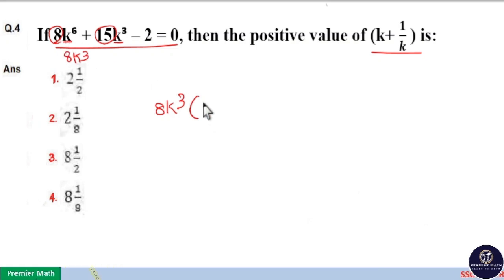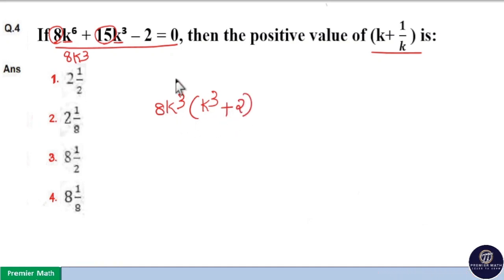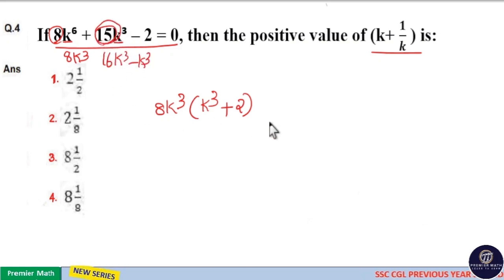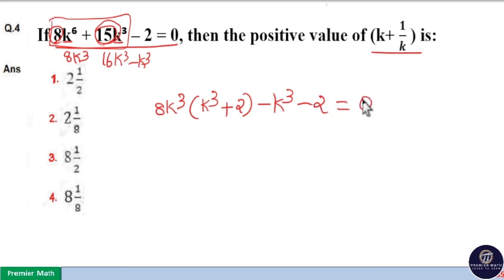Now, in first term, remaining is equal to k cube. Plus, in second term, if I add 2, this will become 8k cube into 2 is equal to 16k cube. But this is 15k cube. So 16k cube minus k cube is equal to 15k cube. So I will subtract k cube from this term. Now this is equal to first two terms. Remaining is minus 2 which is equal to 0.